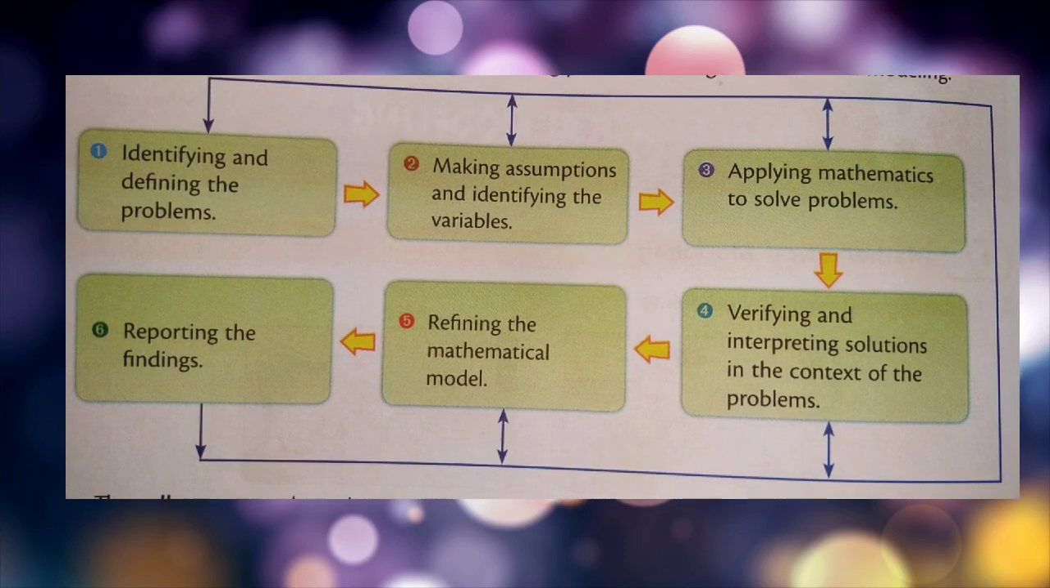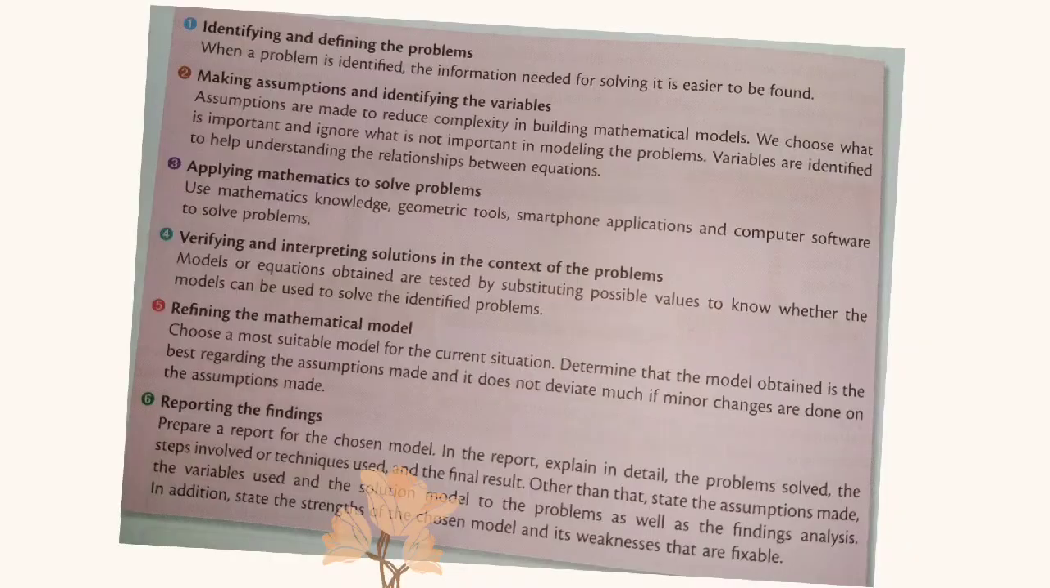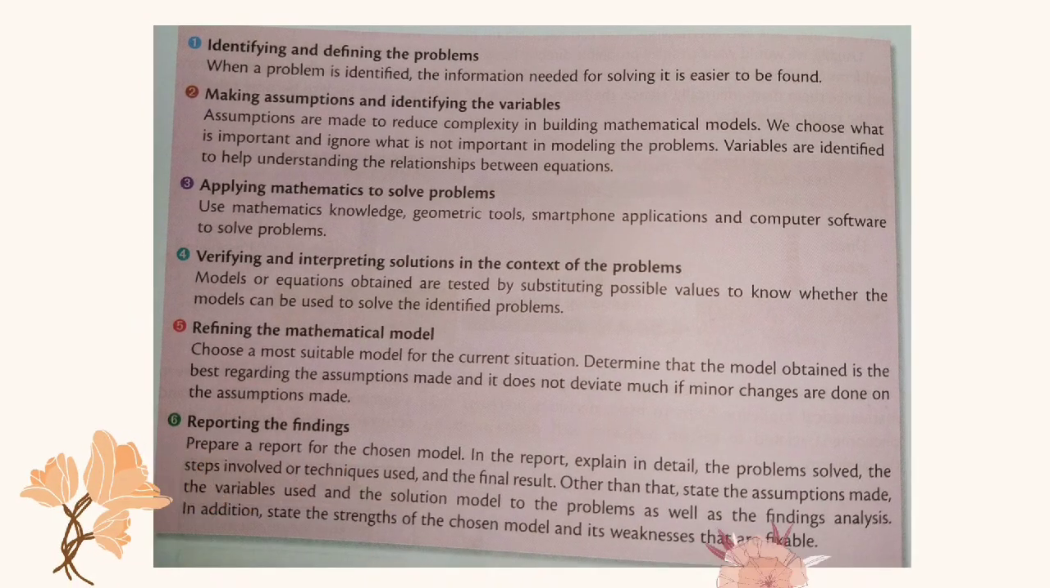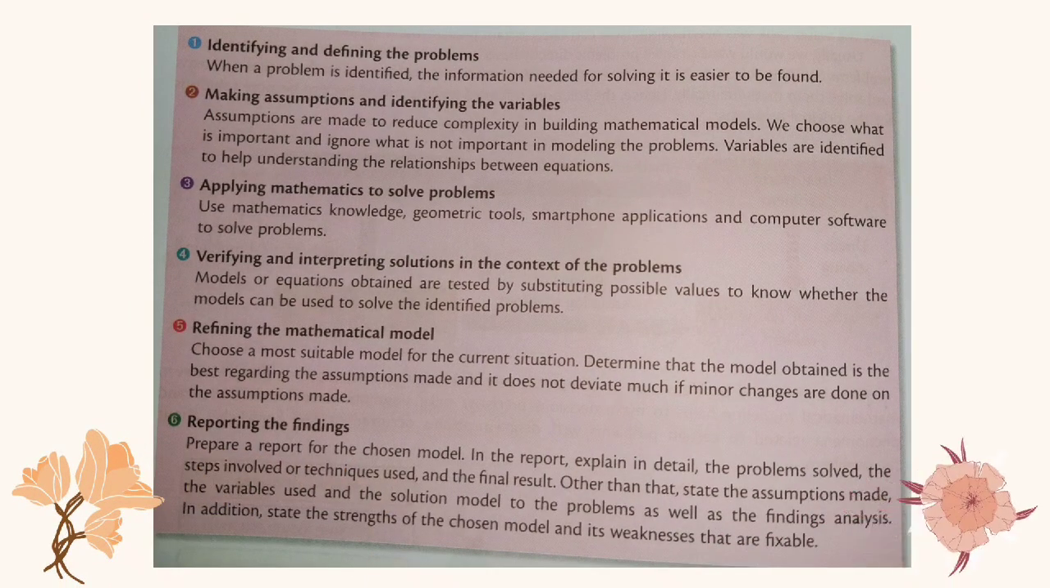The following flow map shows the process of solving problems through mathematical modeling. The yellow arrows show the sequence of the process step by step, while the blue arrows mean repetition of an earlier part of the process where new information is obtained or an error has occurred. First is identifying and defining the problems. When the problem is identified, the information needed for solving it is easier to find.